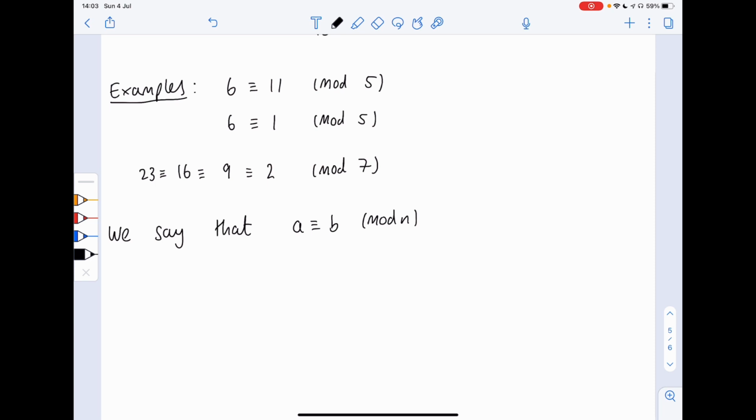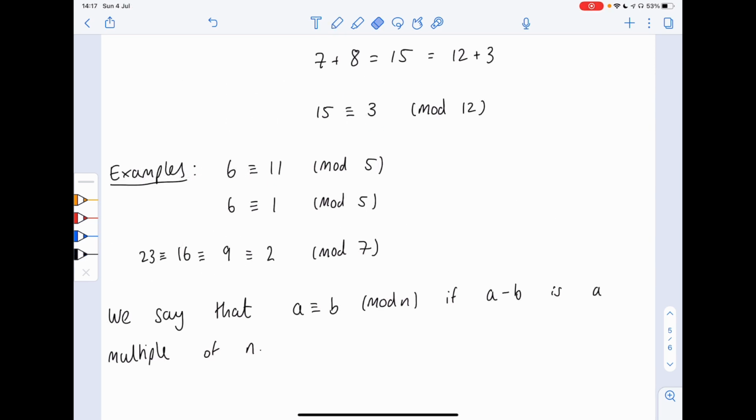You say that A is congruent to B mod n if A minus B is a multiple of n. Okay, so now let's return to our example above and check that this definition kind of makes sense and is consistent with what we thought modular arithmetic was earlier.